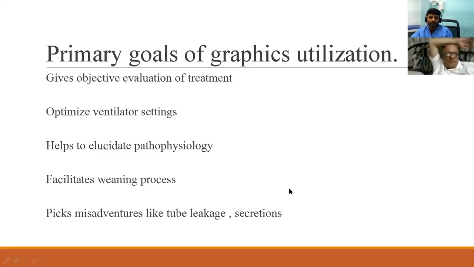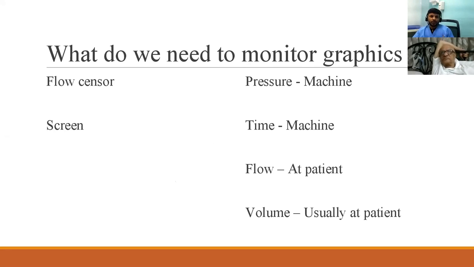And of course, it helps us quickly make a decision about what changed in terms of the baby's sudden crash, such as tube leakage, or is it secretion? Is it a DOPE scenario where there is a pneumothorax, or the ventilator stopped working suddenly? All these parameters we get to know. So what do we need to have our graphics in place?